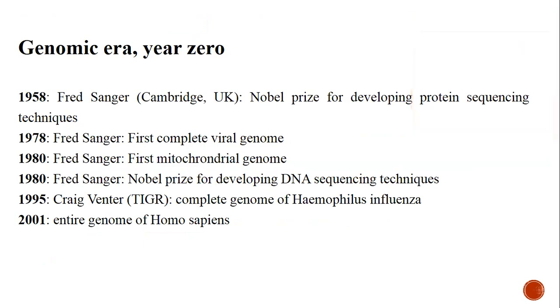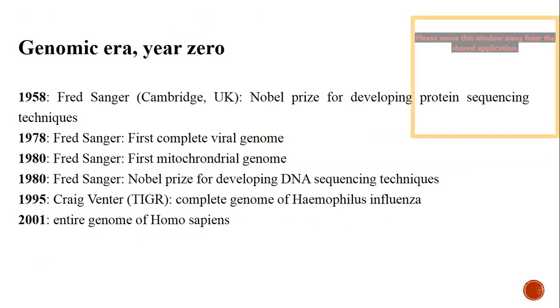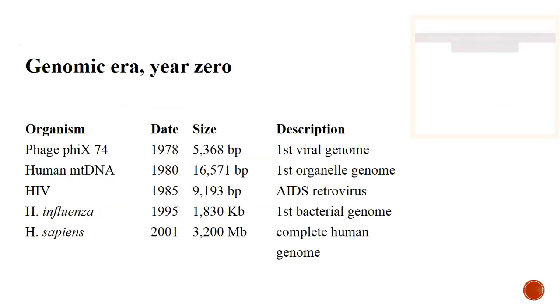In 1958, Professor Sanger got the Nobel Prize for developing a protein sequencing technique, which is one of the finest techniques we have nowadays also. In 1978, Professor Sanger completed the first viral genome. In 1980, the first mitochondrial genome was sequenced, and he again got the Nobel Prize for developing the DNA sequencing technique. In 1995, the complete genome of a bacterium was published. In 2001, the entire genome of Homo sapiens was published, as we know.